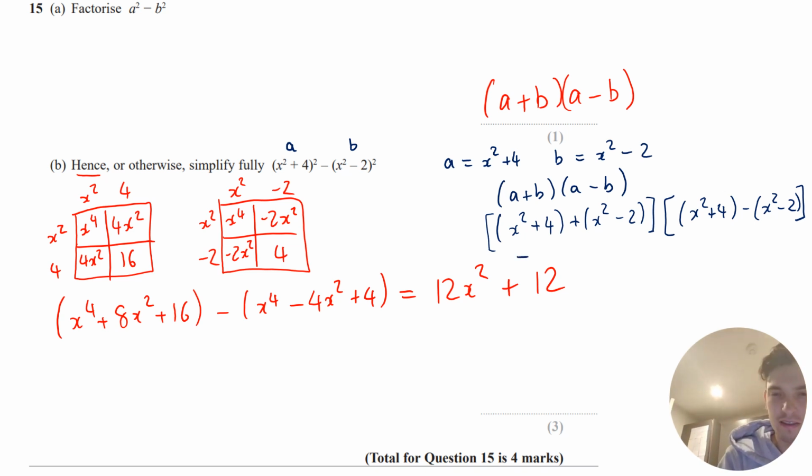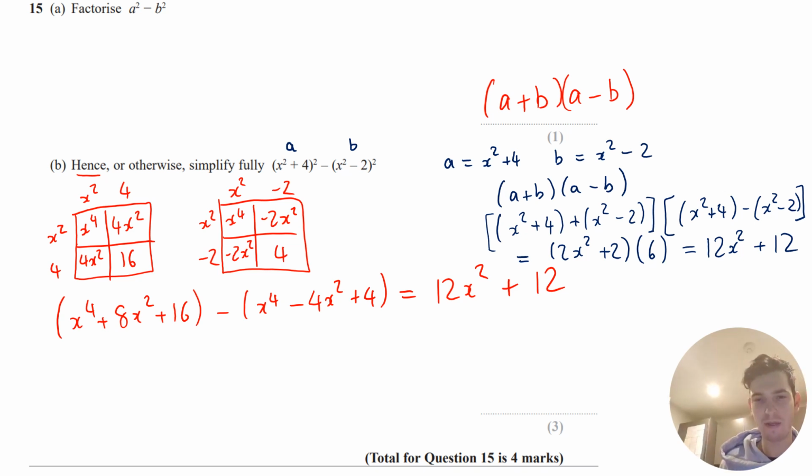Now, if we simplify this, well, we get x squared plus x squared is 2x squared, plus 4 minus 2 is plus 2. And then in the second bracket, we have x squared minus x squared, and then 4 subtract negative 2, so that is just 6. And then if we expand that out, 6 times 2x squared is 12x squared, plus 12. So we get the same answer. You might think it's easier to do my first method. Probably is easier to do that, but I'd show you both methods just in case.